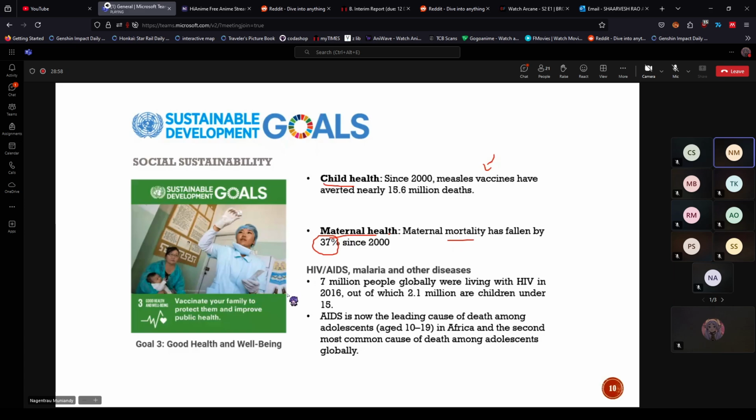maternal mortality. That means during the maternal stage, some people may die. The mortality has been reduced by 37% by introducing the SDG goals. Other than that, diseases like HIV, AIDS, malaria, and others can be reduced and minimized by reporting on this SDG. Because SDG is not only reporting, there is a necessary action plan that we need to follow and take so that we achieve the goal of good health and well-being.